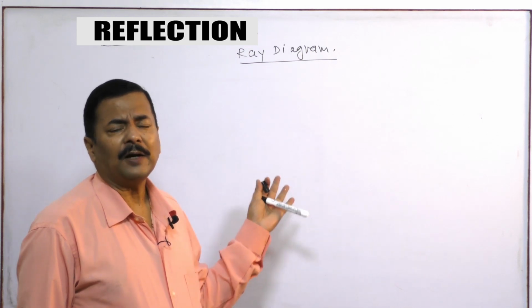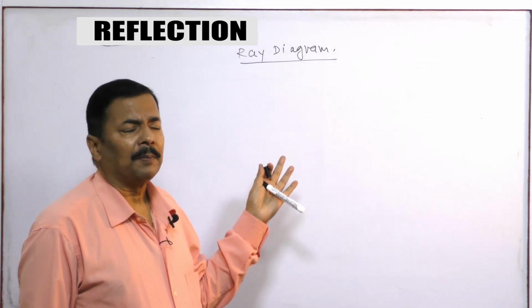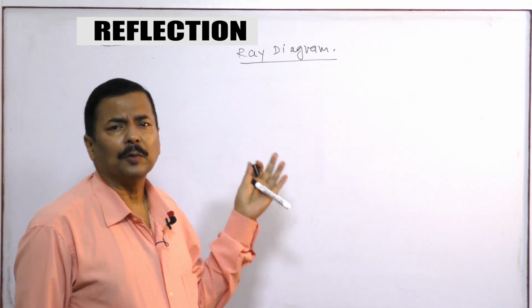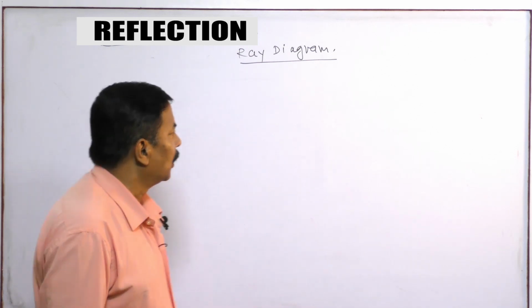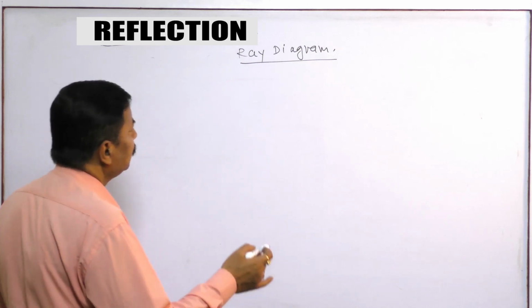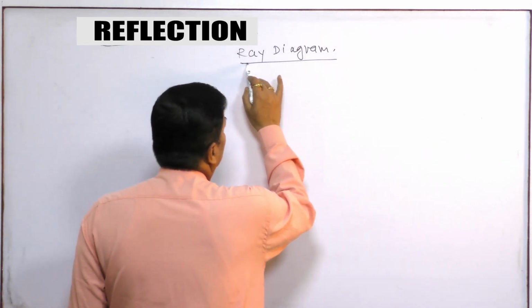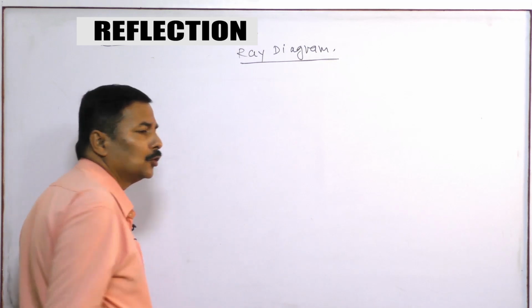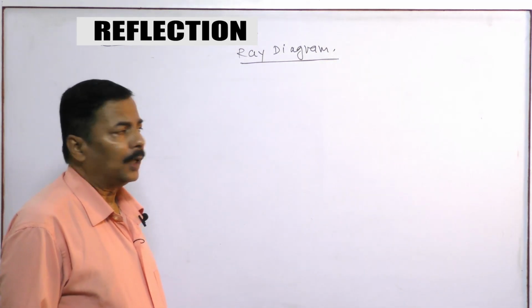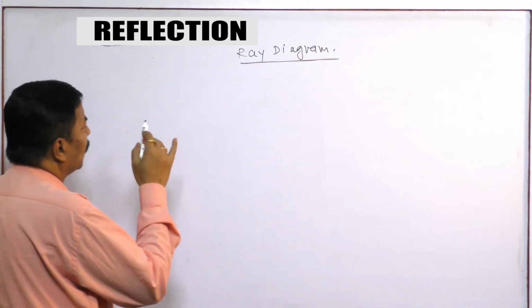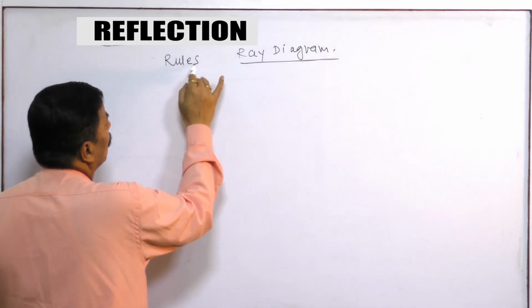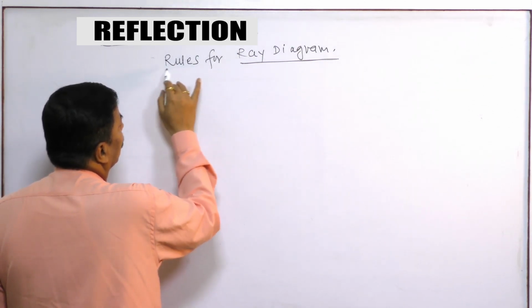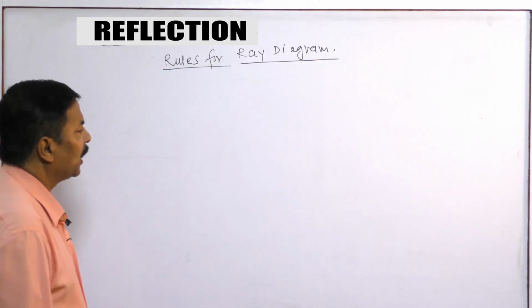Emerging infinite rays are coming out, but we are concerned with only those rays which are falling on the mirror. So here, for the ray diagram, certain rules have to be followed. That means, what are the rules? Better you say rules for ray diagram.